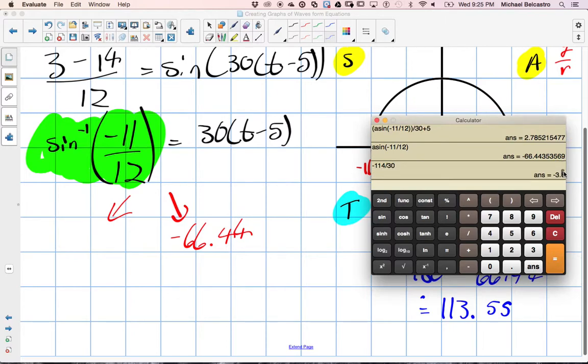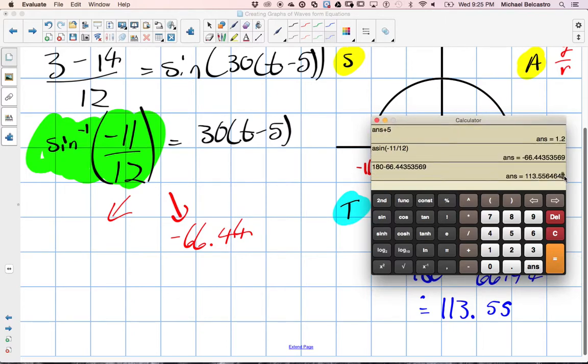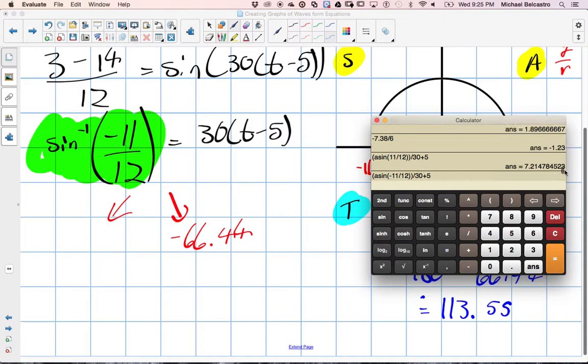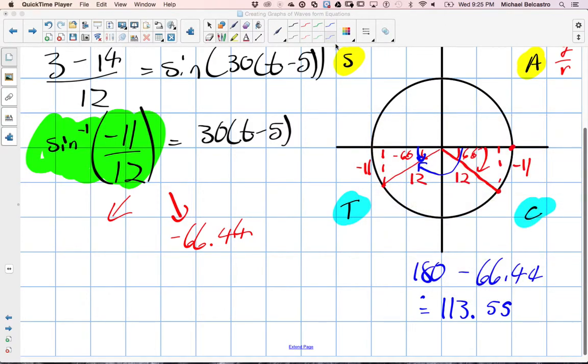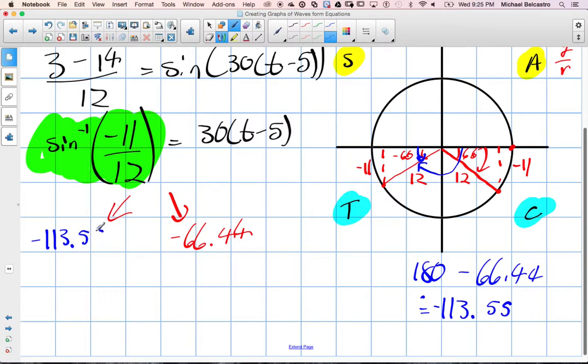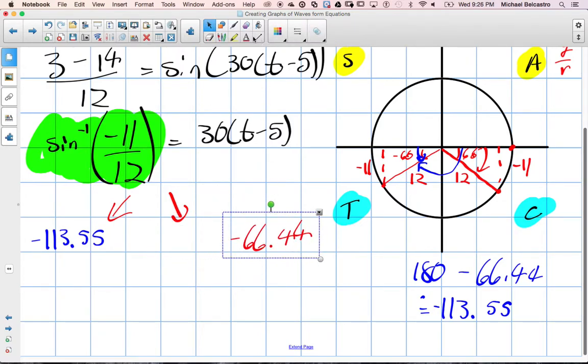I've done it up here before. No, I didn't. Let's go back. We're going in a clockwise fashion. This is going to be a negative 113. So we're going to have negative 113.55. So we're going to keep those two values in mind. Now as we go to solve, they're still both equal to this.